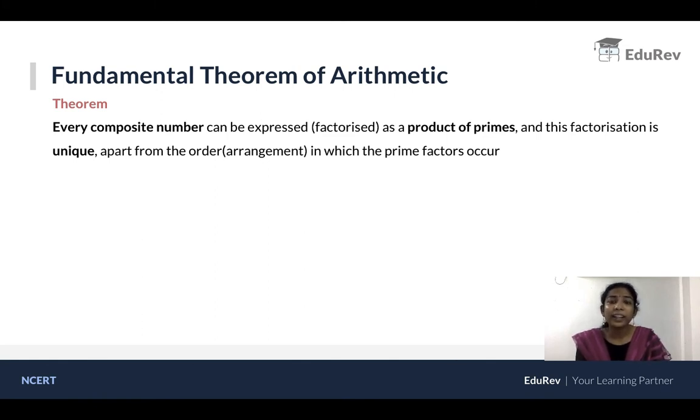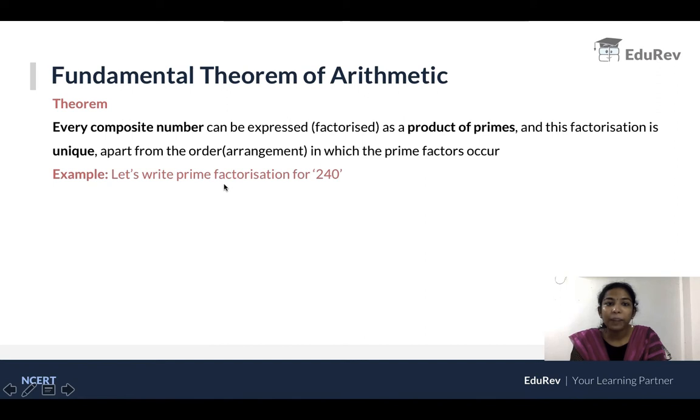So what they are telling us is every composite number can be expressed as product of the primes, and after writing it as a product of the primes, the factorization that you are going to get is always unique. But you have to remember that the order in which the primes occur may differ, but the factorization value will always be unique. Let's try to understand that with an example.